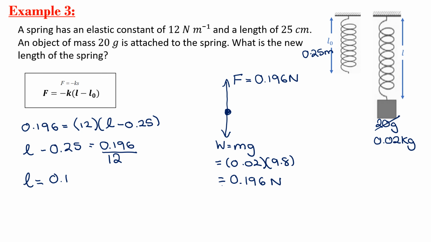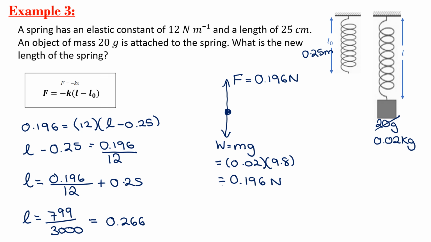And then I get my 0.196 divided by 12 and I add my 0.25, and now I can just go to my calculator once rather than doing a few different calculations. So we end up with 799 over 3,000, and in a decimal 0.266 meters, which is 26.6 centimeters, since we were given the centimeters originally in the question.